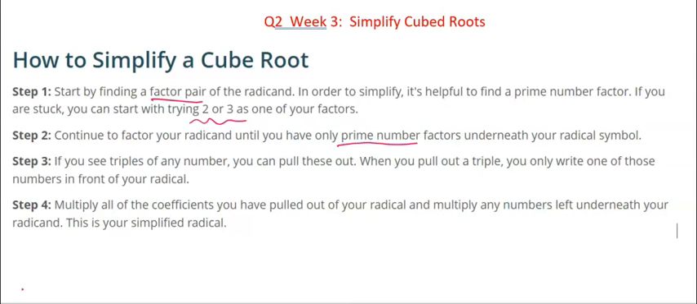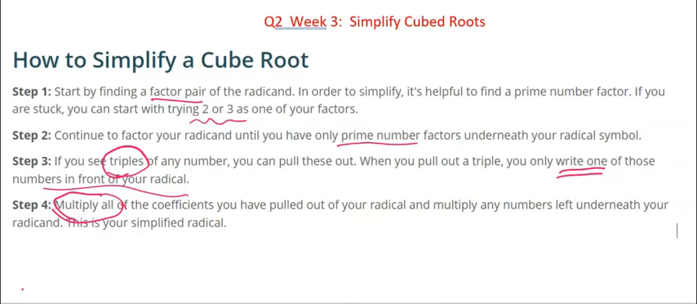Since we have a cubed root with a little 3 index number, we're going to look for triples. The rule is we're going to see 3 of the same number, and we only write that one time in front of the radical, okay? Anything that's a single or a double will stay inside. The final step is always to multiply all the numbers outside and all the numbers inside, okay?